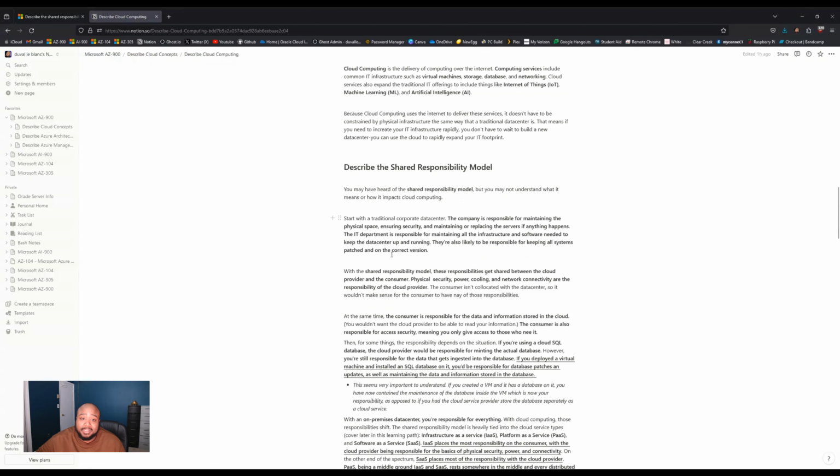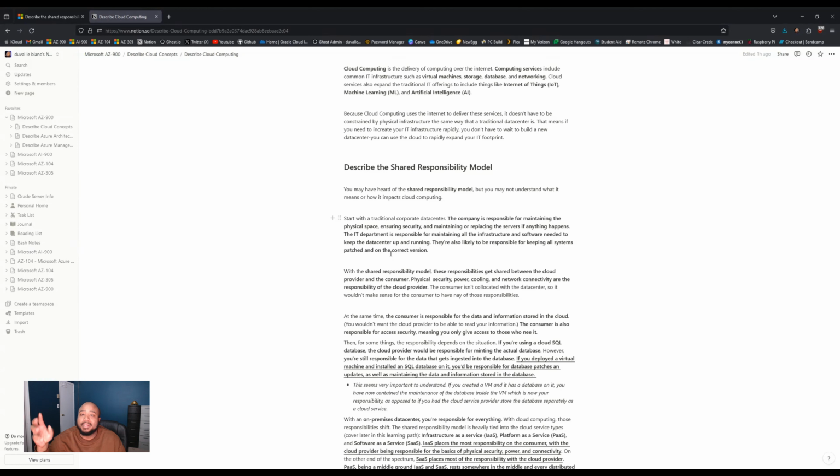So it gives an example, and it says start with a traditional corporate data center. This is like you go to the city and there's some building, and they have their data center on site. And it says the company is responsible for maintaining the physical space. So if you have a building, they're responsible for building that room, that space, putting in the ACs, the wiring, the electrical, the lighting, the flooring, everything that would go in there, the racks of servers. They're responsible for the physical space, ensuring security, so making sure nothing happens to it. Also security of the network, and maintaining or replacing the servers if anything happens.